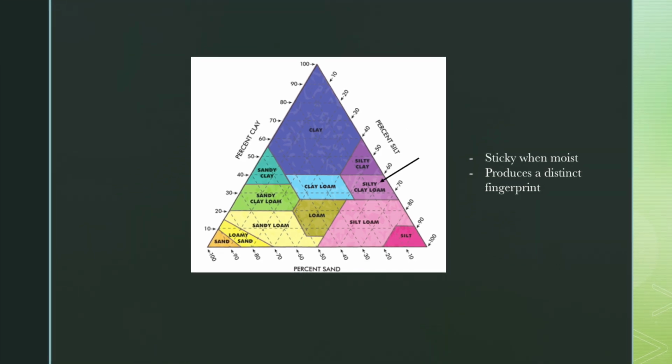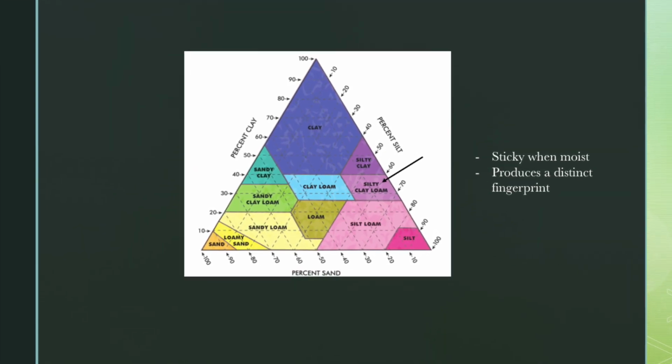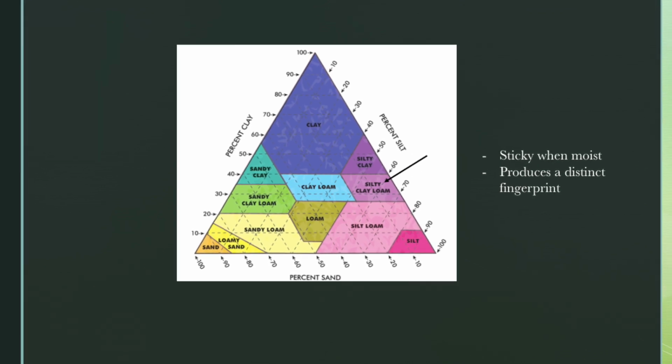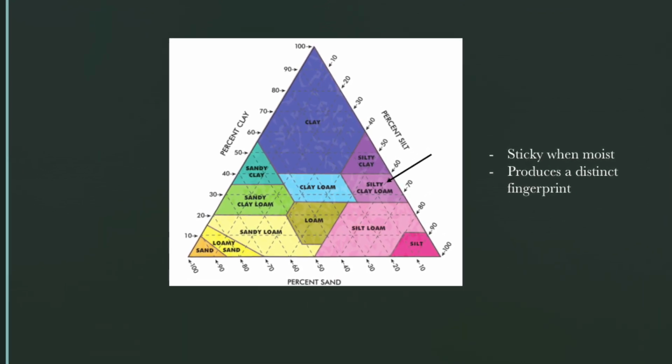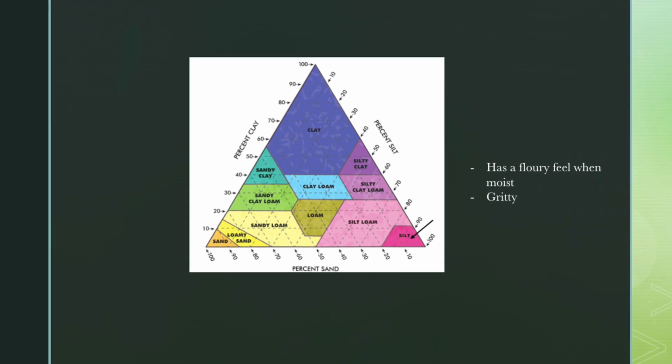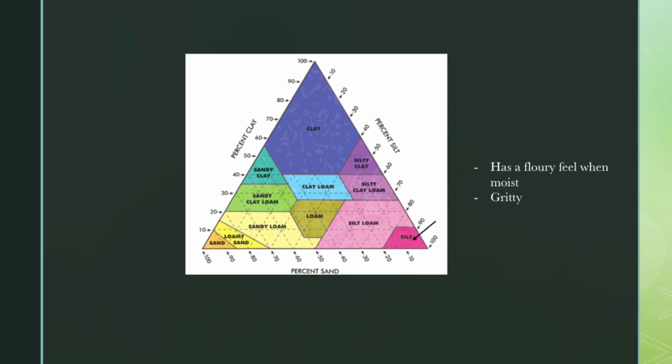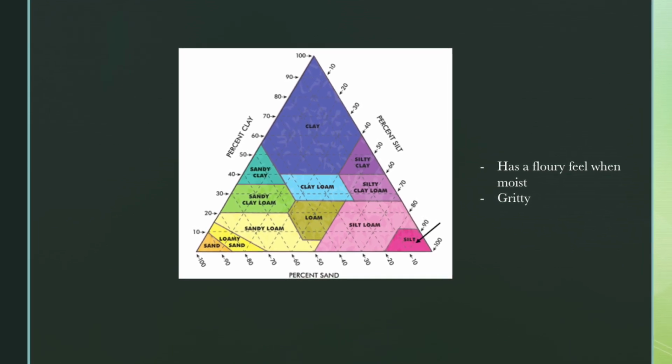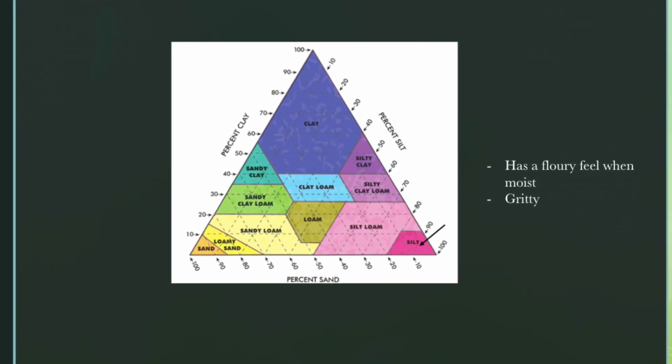Silty clay loam is sticky when moist. Rubbing it with the thumbnail produces a moderate sheen, and it also produces a distinct fingerprint. Silty loam has a floury feel when moist and sticky, but will not ribbon and forms a ball that will tolerate some handling. And silt, when moist, has a floury texture, and when placed between the teeth, it has a gritty feeling.